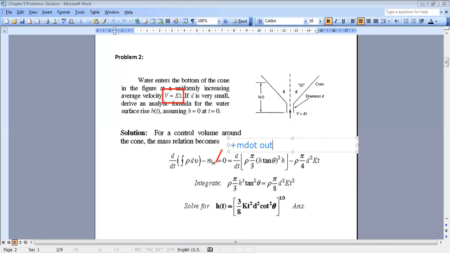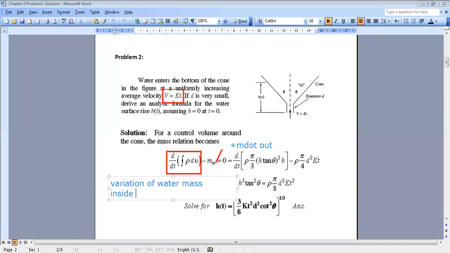So for any unsteady problem, you should apply the following rule, because the mass of water inside is varying. So you will say that the derivative with respect to time of the integral of rho dv represents the variation with time of the mass of water inside my cone. This is the first term.